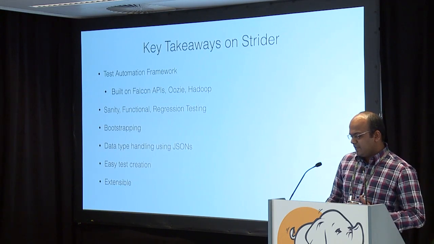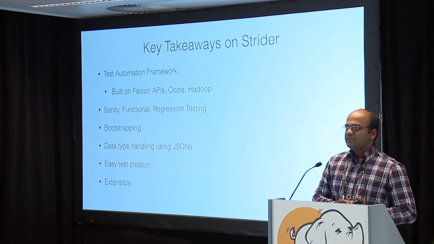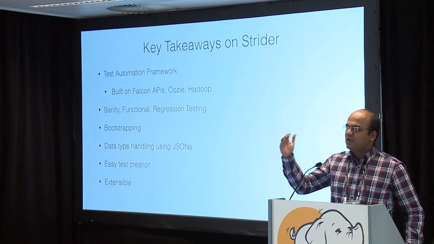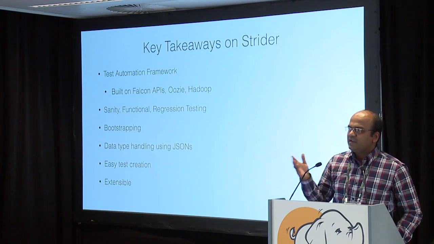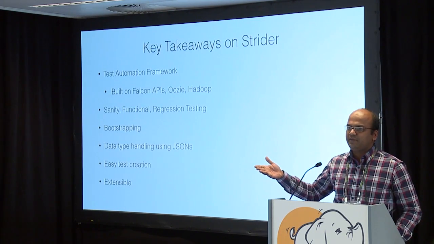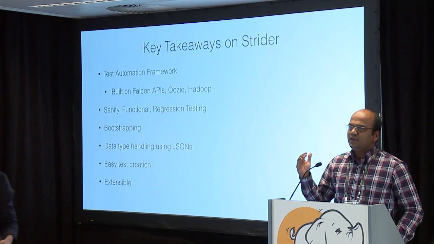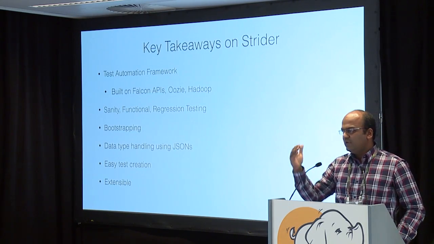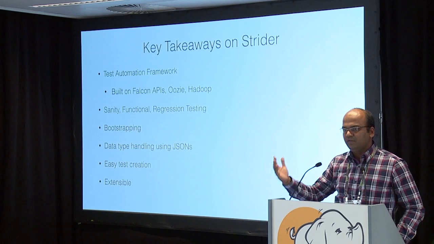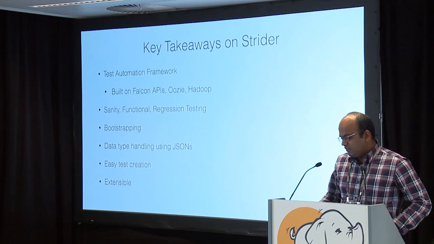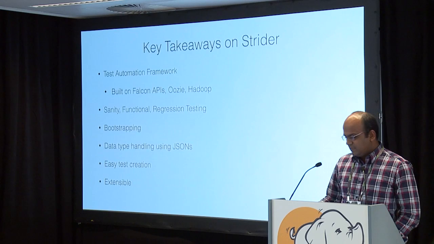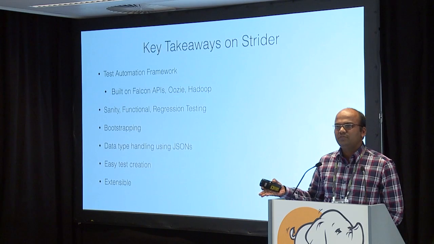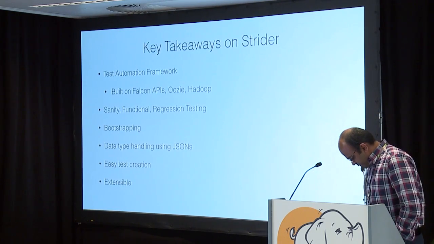Next is the data type handling using JSON. For Hadoop jobs, we get a lot of inputs of different data types, and it may spit out a lot of output of diverse data types. So the framework can do the data handling, understanding a common data format for itself. It should be able to convert and reconvert any data from the input level to the output level. The other good parts are that it is pretty easy to create tests and it is extensible. The extensibility is at different levels, which will be explained later in the forthcoming slides.